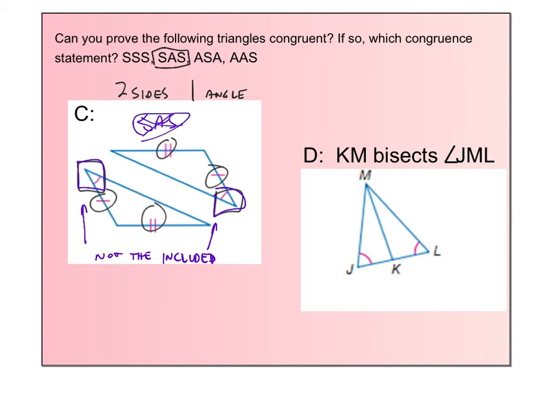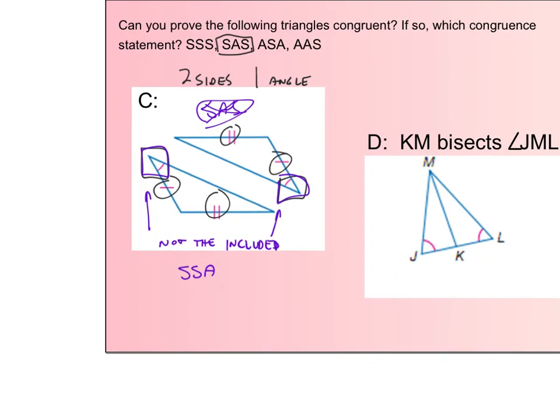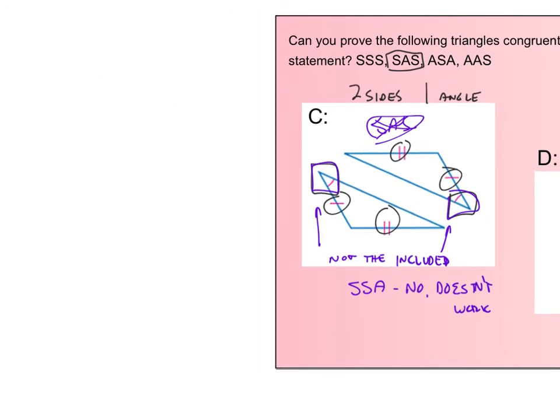Now some of you might be asking, Mr. Heron, isn't there a side, side, angle? And the short answer to that question is no, there's not. Side, side, angle doesn't work. And I'll show you quickly what I mean. So say I've got a triangle, and I say I've got side, side, angle.